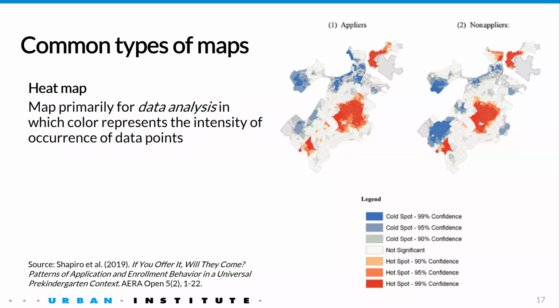The authors highlight that non-appliers are clustered in neighborhoods with more people of color, more people who speak a language other than English, more unemployed people, and more people living under the poverty line. They conclude that fewer families in less advantaged communities are applying to Boston's pre-K program, meaning that the program may not be satisfying equity goals.